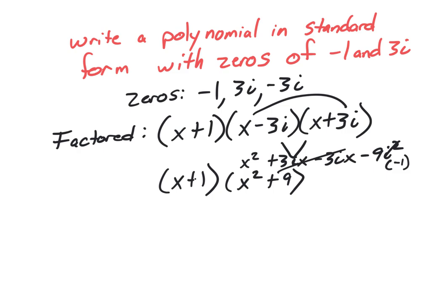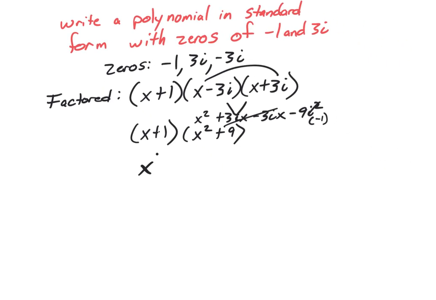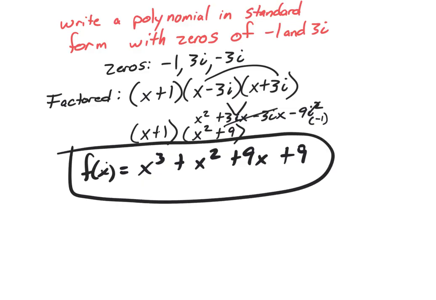And then I've got to FOIL one more time. So we're going to do x times x squared plus 1 times x squared plus 9 times x plus 1 times 9. And that's our polynomial in standard form.